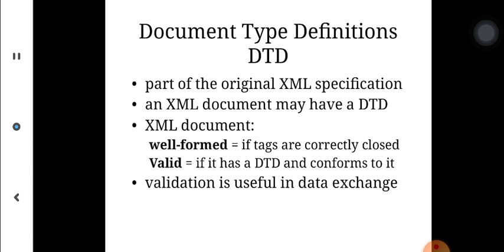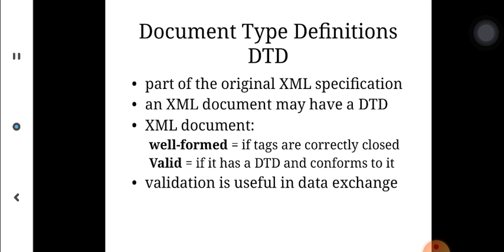When we say document type definition, DTD actually is a document that can validate XML. That means I'm writing an XML, but my XML is representing data, and this data is coming from a data table, but the data table has its own definition. So that definition type I can define in XML DTD. So it's part of the original XML specification. An XML document may have a DTD, it's not mandatory, but when you give a DTD, I can then read the DTD and check your XML if it is correct or not.